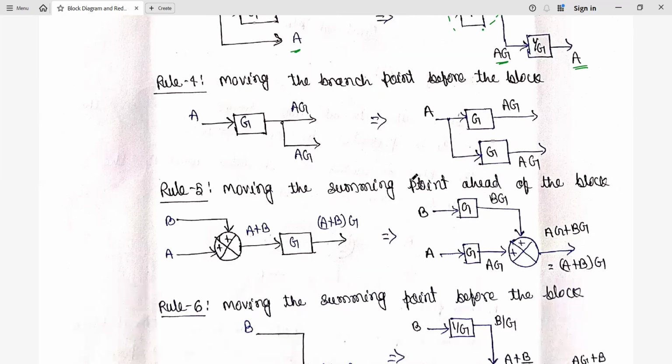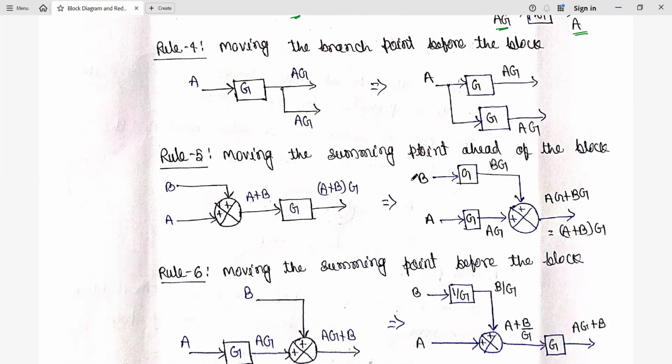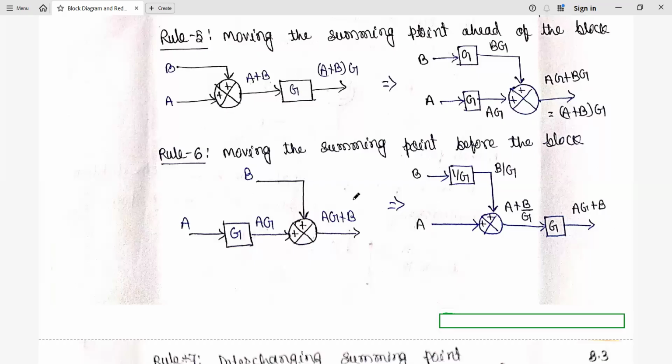Now the fourth rule is moving the branch point before the block. Behind the block we are going to move. So this branch point we are going to shift to the left side. Now a new transfer function is being added, that is G here, same as before. What is the function? G is added here. In case of moving ahead, 1 by G was added, so that is the difference here. Moving back, the same transfer function is added as it is. Moving ahead, the reciprocal of that transfer function is added. Output remained the same, AG.